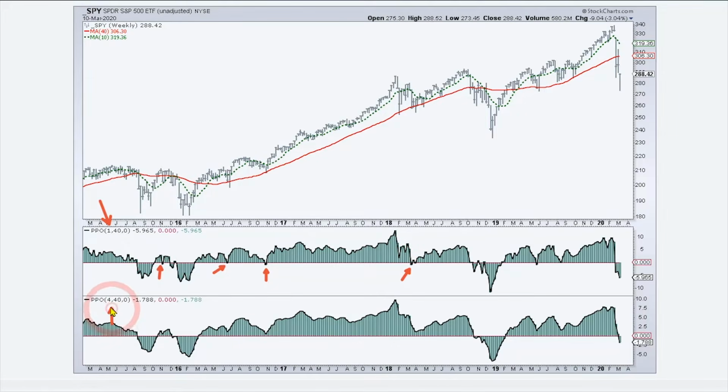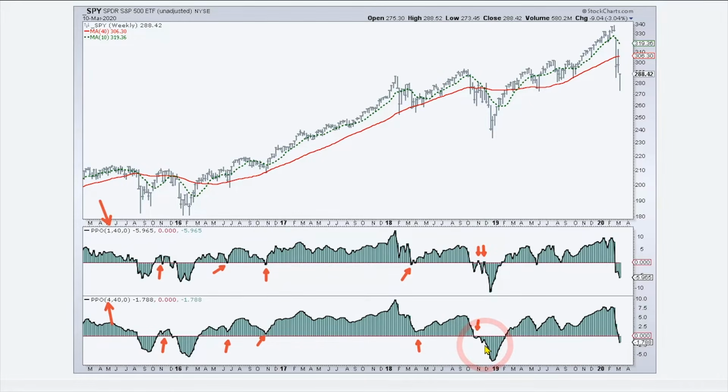And if you just smooth it out with a 4-week exponential moving average, and use the PPO 440, you can see you can eliminate some of the whipsaws. And like I said, some of them. You're not going to completely eliminate whipsaws because whipsaws are going to happen. But you can see during this run in 2016, you didn't get any whipsaws there. And you can also see when it turned down in 2018, you didn't get these whipsaws like you had in the latter part of October and November.